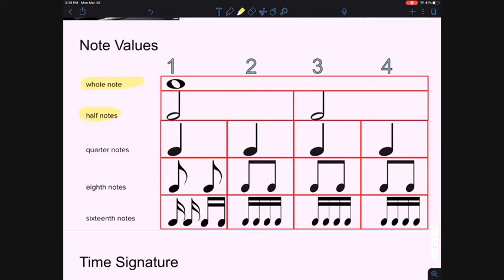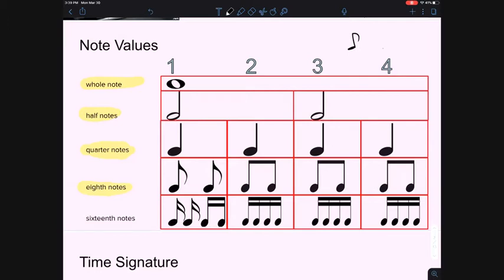So then we have quarter notes, which are ovals that are filled in and lines that go up or down. So it can be either, depending on where the music is on the staves. And quarter notes sound like this. 1, 2, ready, go. 1, 2, 3, 4. And then we have eighth notes. And eighth notes can be written in two different ways. If there is only one eighth note, you write them with a flag.